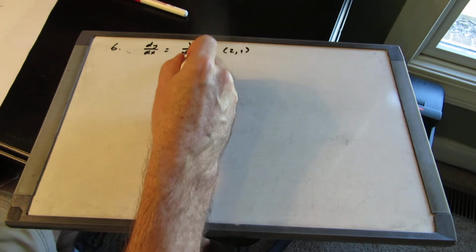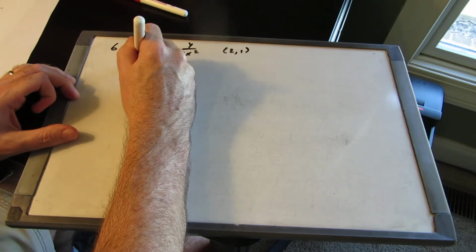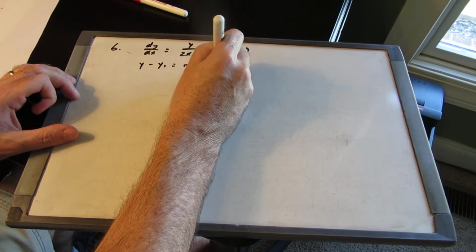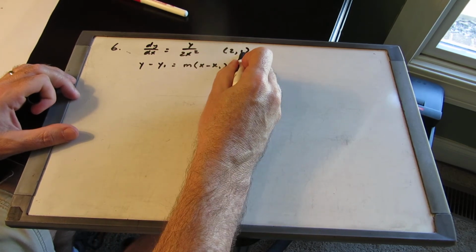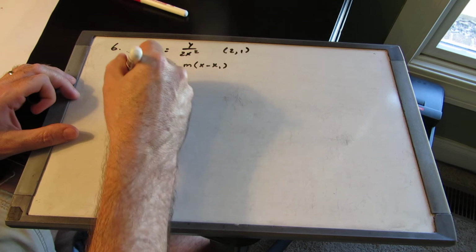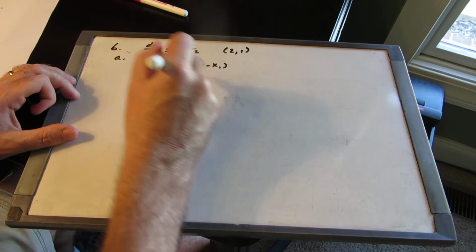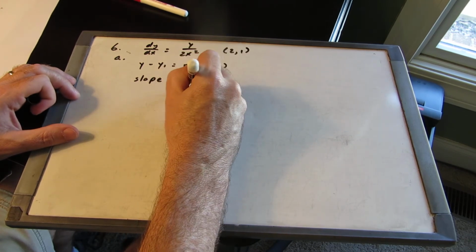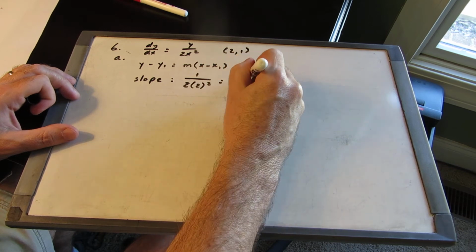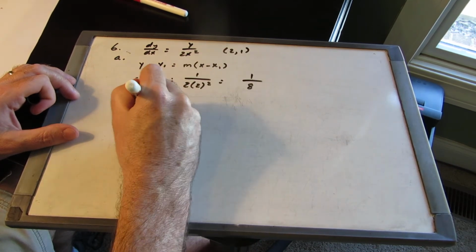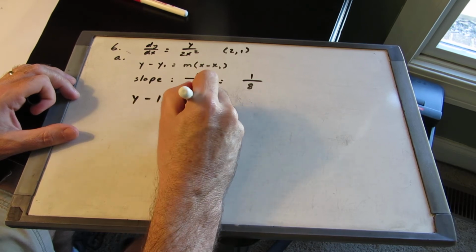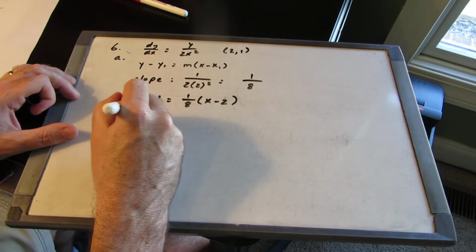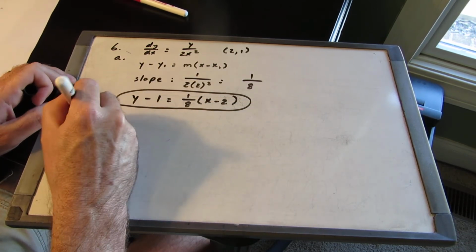Well, we've already got what we need to get the slope. So we know it's going to be y minus y1 is equal to the slope times x minus x1. We've got y1, it's 1. We've got x1, that's 2. Let's get the slope. So the slope is going to be y over 2x squared, which would be 1 over 2 times 2 squared. So that is 1/8. So we'd have y minus 1 is equal to 1/8 times x minus 2. There you go.